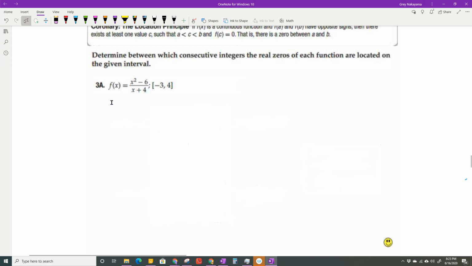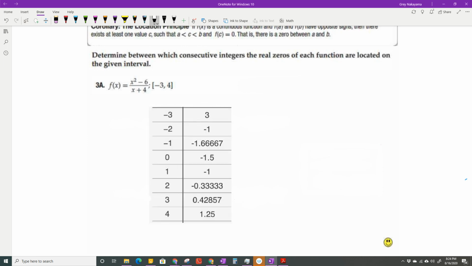So here's an example. If f of x equals x squared minus 6 over x plus 4, determine between which consecutive integers the real zeros are located on this given interval. So I went and plugged this into class calc and I created a table. Here's my table. I showed you how to do that on the previous video. Again, if you need some help, just let me know. I'm going from -3 to 4, so I started at -3 and went to 4, and here are my corresponding y values.